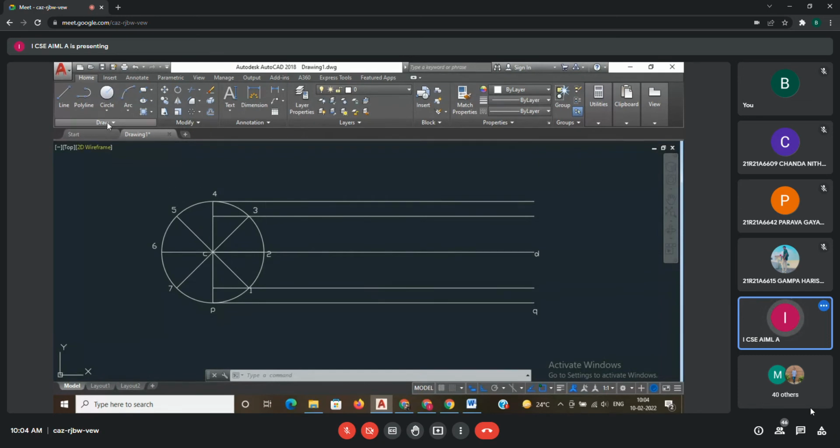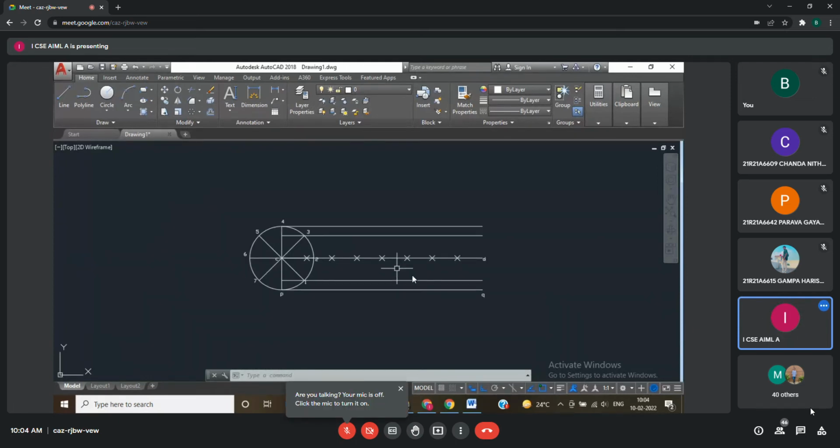Now how to divide? Go to the division option, select divide, select the line, give the number of segments 8. Why are we giving 8 segments? The circle we made into 8 parts. That's why 8 divisions. If the circle is 12 parts, you have to go for 12 only. Now 8 parts. Now I am not getting the points. Then what do I have to do? PDMODE. I have to type PDMODE, enter. You have to give some value, 3. You will get the points. Now, this is your C1, C2, C3, C4, C5 like that.